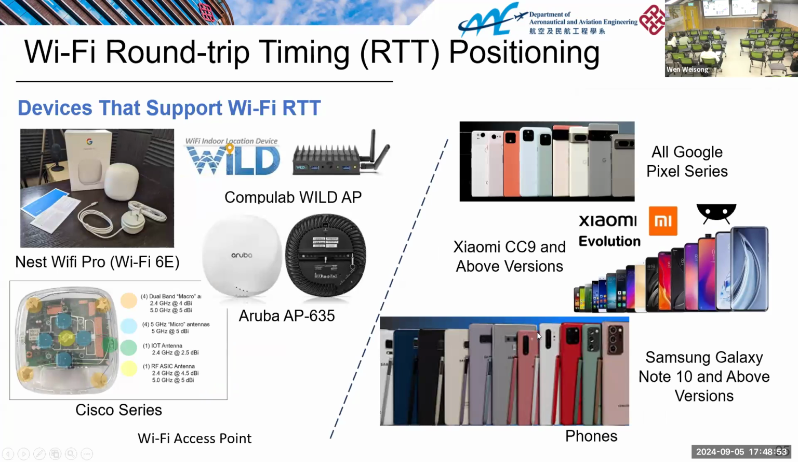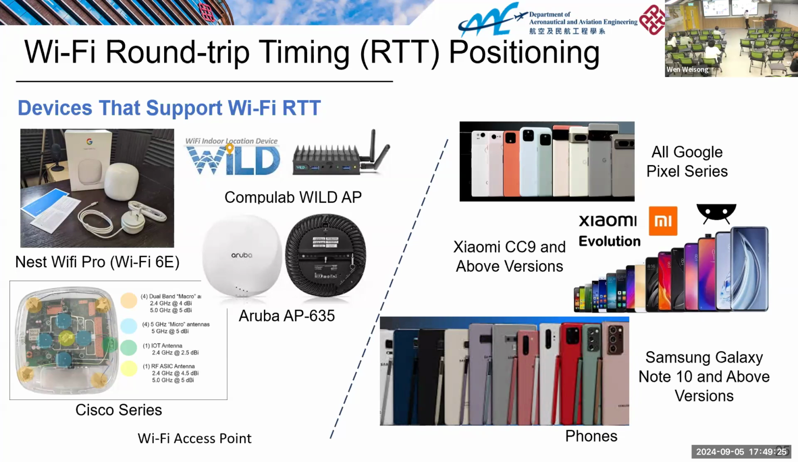Currently we have a lot of devices, for example Xiaomi, the latest model from Xiaomi. They support Wi-Fi RTT based positioning. You can see the Xiaomi uses the Android system, right? Android is from Google. Google supports Wi-Fi RTT. So that's the reason behind. For example, Samsung also supports Wi-Fi RTT. And Google also provides routers, the white access point like this.